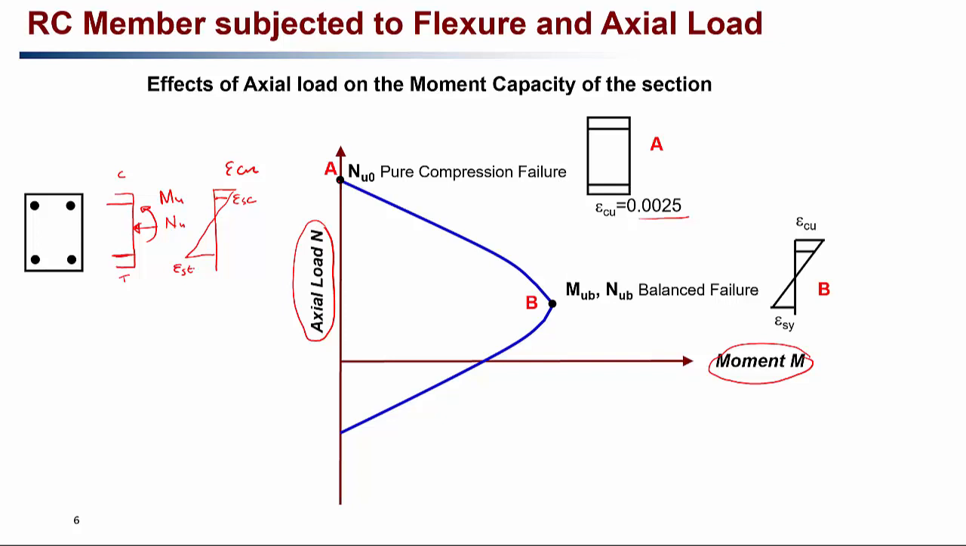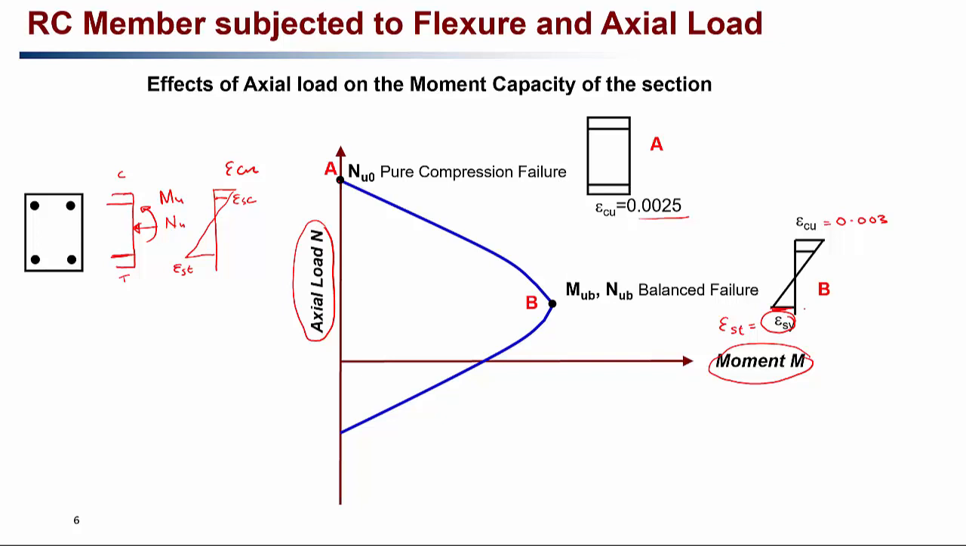Now, point B is called the balance failure, and as with the beam, it is the same balance failure here as well. That means in the balance failure mode, the tensile strain in the tension reinforcement, epsilon St, reaches epsilon Sy, and the concrete strain at the top compression fiber reaches 0.003, the crushing strain of concrete, at the same time. So balance failure is achieved where the concrete crushes and the steel yields exactly at the same time. This is the balance failure point, and that is another point of interest.